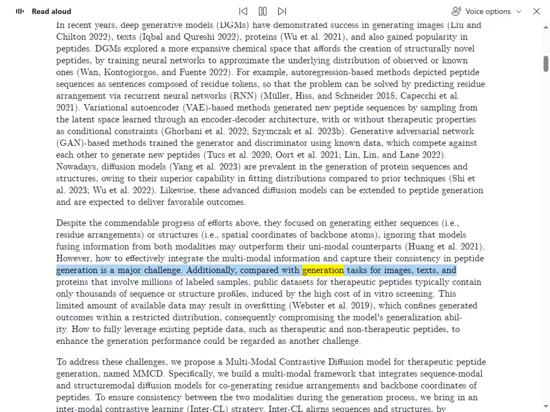Additionally, compared with generation tasks for images, texts, and proteins that involve millions of labeled samples, public datasets for therapeutic peptides typically contain only thousands of sequence or structure profiles, induced by the high cost of in vitro screening. This limited amount of available data may result in overfitting, which confines generated outcomes within a restricted distribution, consequently compromising the model's generalization ability. How to fully leverage existing peptide data, such as therapeutic and non-therapeutic peptides, to enhance the generation performance could be regarded as another challenge.